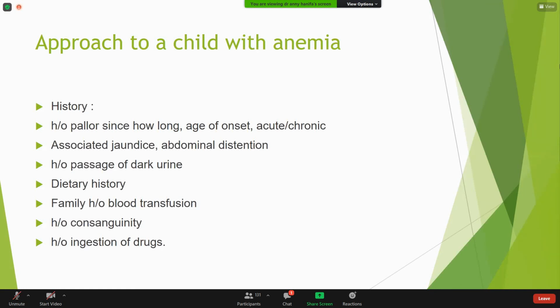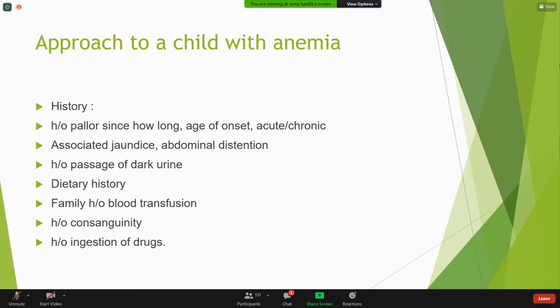And then dietary history is very important to rule out the nutritional anemias. If the patient is nutritionally deficient, then nutritional anemia can be considered. Then family history of blood transfusion, because most of these disorders are hereditary disorders. So in cases of thalassemia major and sickle cell disease, you usually have a history of transfusion in the family, other siblings or the family members.